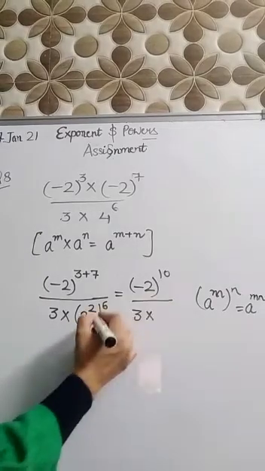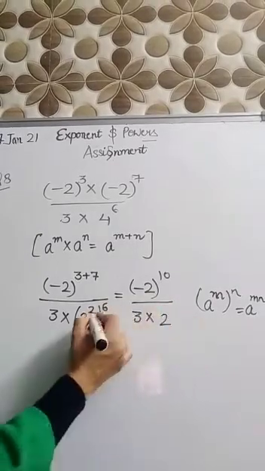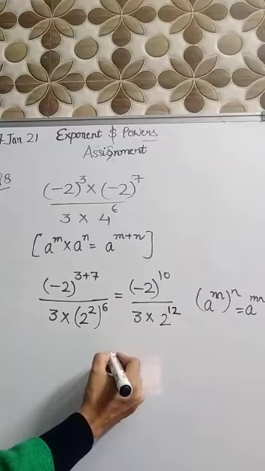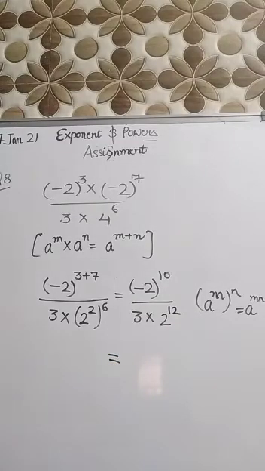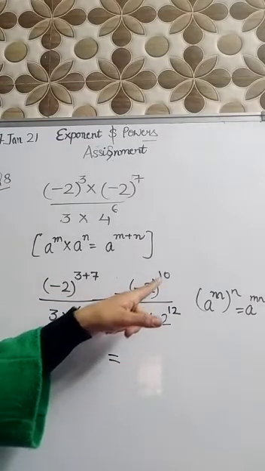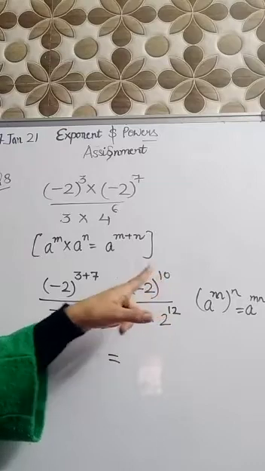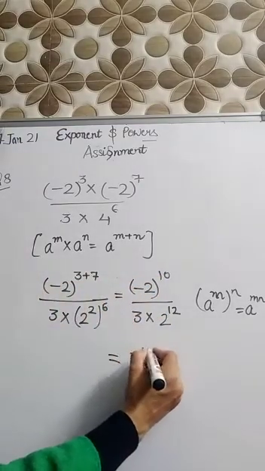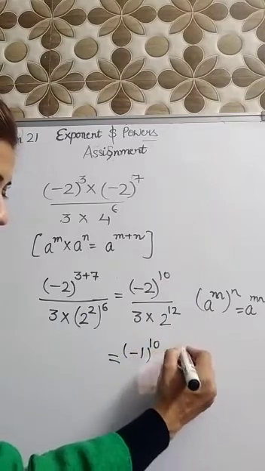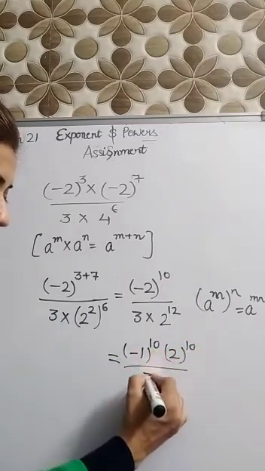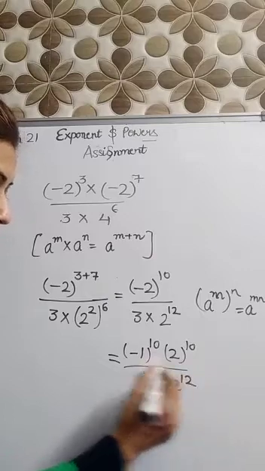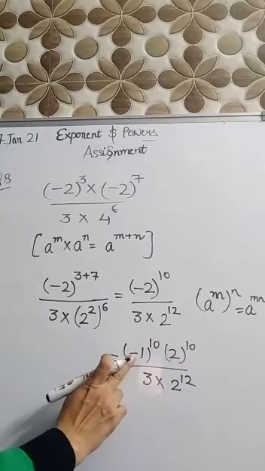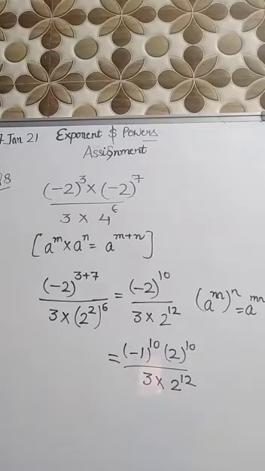So now multiply these powers, it will become 2 raised to power 12. Now here you can see that minus 2 is having even power. That means this negative will become positive if you separate it. Minus 1 raised to power 10, 2 raised to power 10 upon 3 into 2 raised to power 12. As you can see that minus 1 is having even power, so it will become positive. So leave this number, no need to write it again.